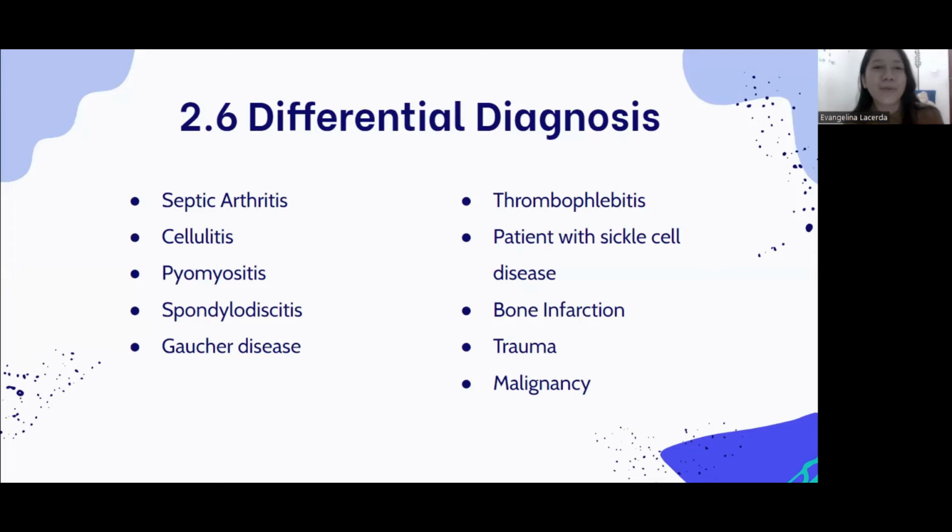On this occasion, I am going to continue explaining about the differential diagnosis of acute hematogenous osteomyelitis, or we can call it AHO. So AHO has a broad differential diagnosis based on evaluation of a patient with a suspected bone infection. This differential includes septic arthritis, cellulitis, pyomyositis, spondylodiscitis, Gaucher disease, thrombophlebitis, patient with sickle cell disease, bone infection, trauma, and the last one is malignancy.